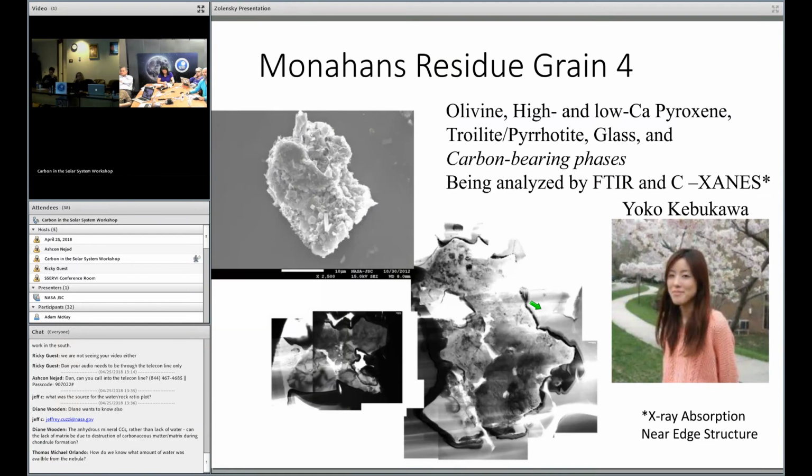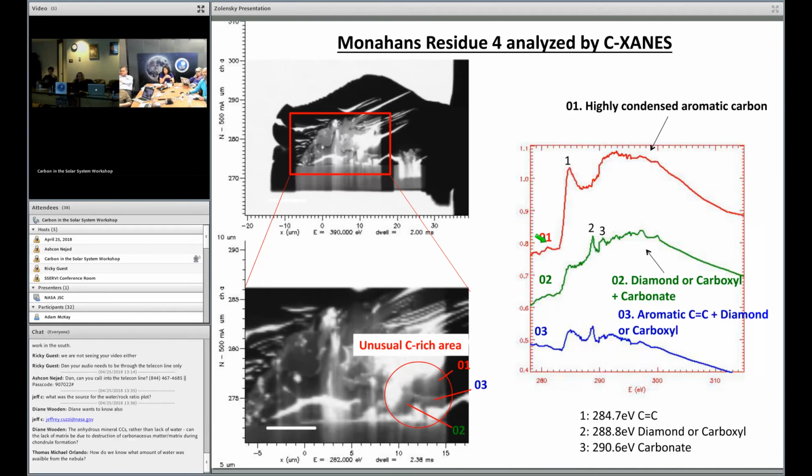Yoko Keibokawa, who's at Yokohama University, so Yokohama, she's been doing FTIR and carbon XANES on these grains as we've been FIBbing them out one at a time. And here's just an example of what she found in one grain. This is a FIBbed out organic grain from halite, blown up here.